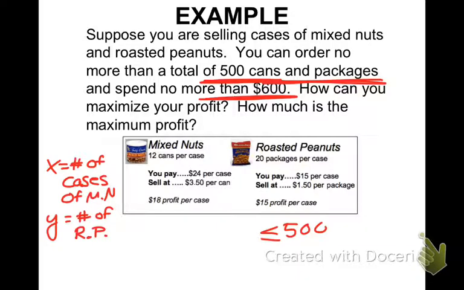Kyle? Wouldn't it be $30 profit per case? I don't know. Can you pause for that? Okay. We'll think about that when we get to the objective function. Okay?